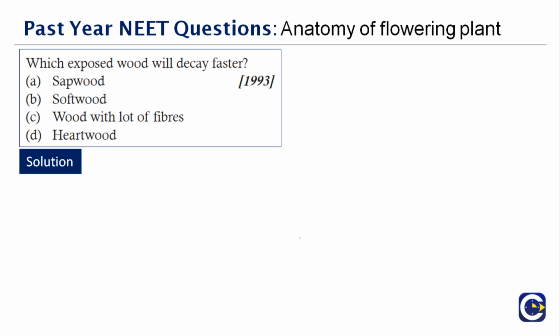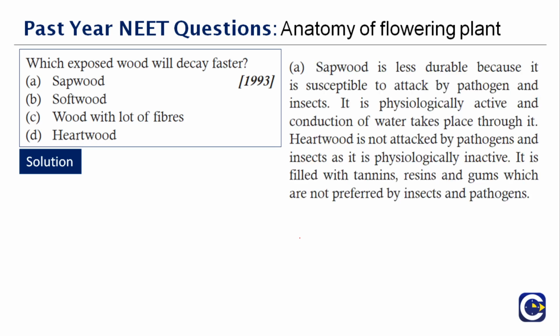Sapwood is less durable because it is susceptible to the attack of pathogens and insects. It is physiologically active and conduction of water takes place through it. Hardwood will not be attacked as easily because of the accumulation of dead elements in it. Wood with lots of fibers is also durable, while softwood is also durable when compared to the sapwood here. Therefore, the correct answer to this question is option A.